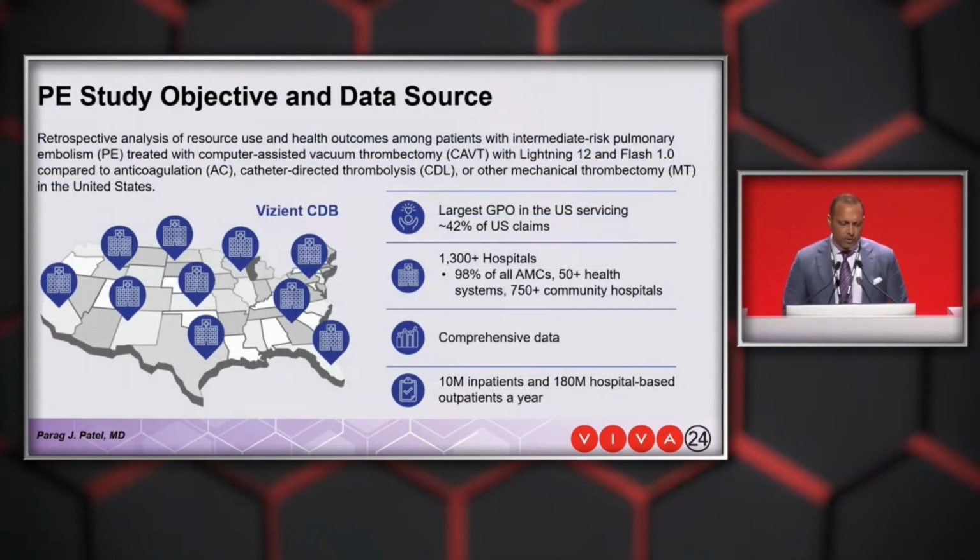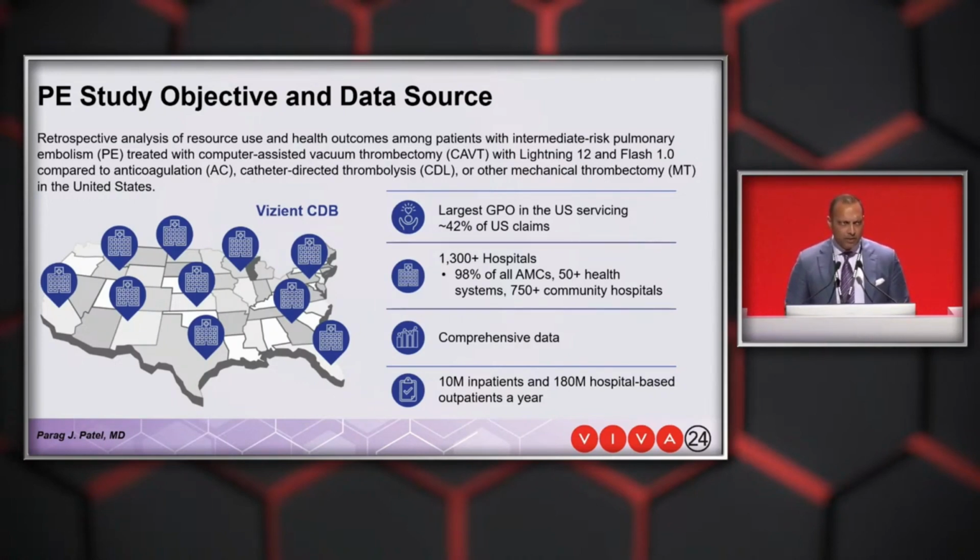So the study group, or the authors, looked to perform a retrospective analysis in conjunction with the Vizient clinical database. We looked to utilize that large database to look at resource use and health outcomes of patients with intermediate risk pulmonary embolism treated with CAVT, or computer-assisted vacuum thrombectomy, specifically with the Lightning 12 and Flash 1.0, and compare that to other treatment modalities: medical management, anticoagulation, catheter-directed thrombolysis, or other mechanical thrombectomy.